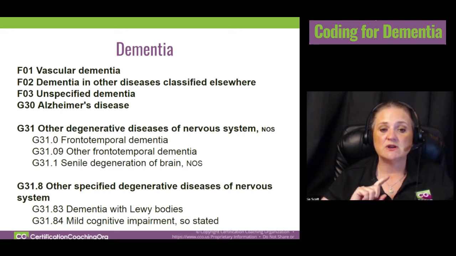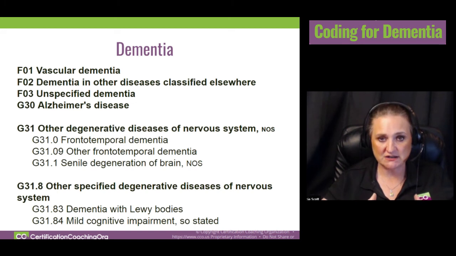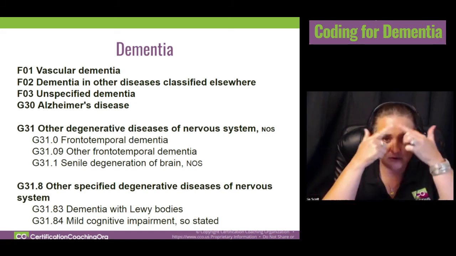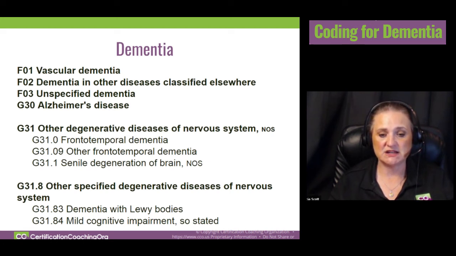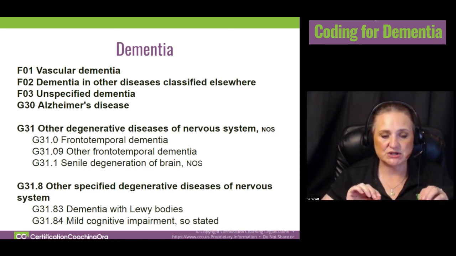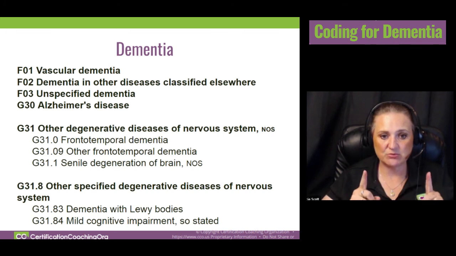Okay. Now, you'll recognize the frontotemporal dementia, and that is going to be other degenerative diseases of the nervous system, not otherwise specified, G31 codes, and it's further divided, and it's going to be frontotemporal dementia, other frontotemporal dementias, and senile degeneration of the brain. Okay, so again, senile dementia, G31.